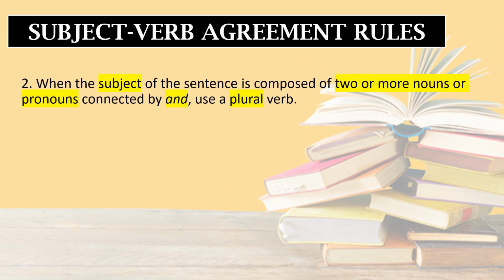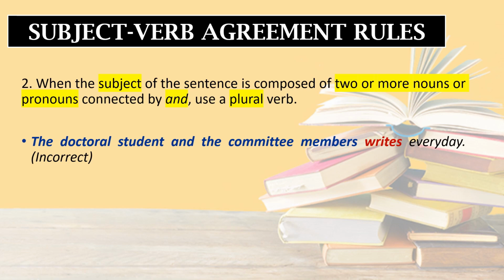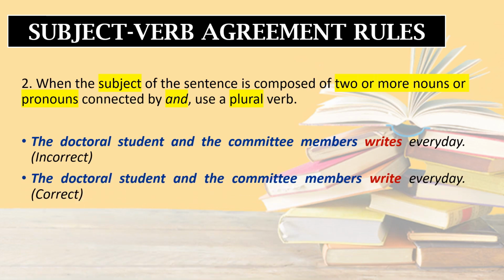Let us have the second rule. When the subject of the sentence is composed of two or more nouns or pronouns connected by and, use a plural verb. So for example, the doctoral student and the committee members writes every day. This is an incorrect sentence, considering that our subjects here are the doctoral student and the committee members. Therefore, we need to use the plural form of the verb. So instead of writes, we have to use write. The doctoral student and the committee members write every day.